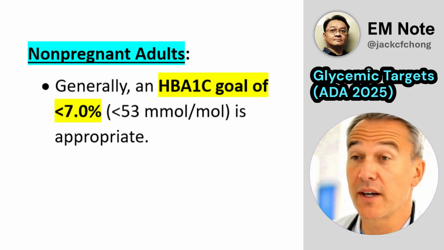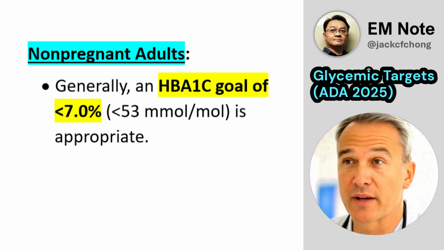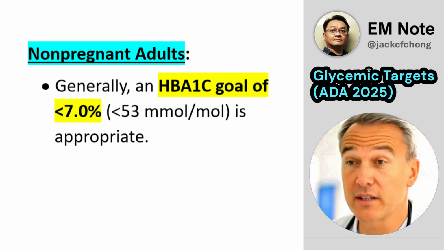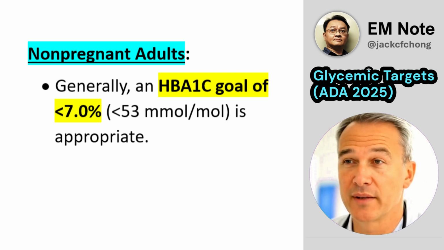For a large number of non-pregnant adults, the generally recommended HbA1c goal is less than 7.0%. This level aims to reduce the risk of long-term complications while avoiding excessive treatment burden.